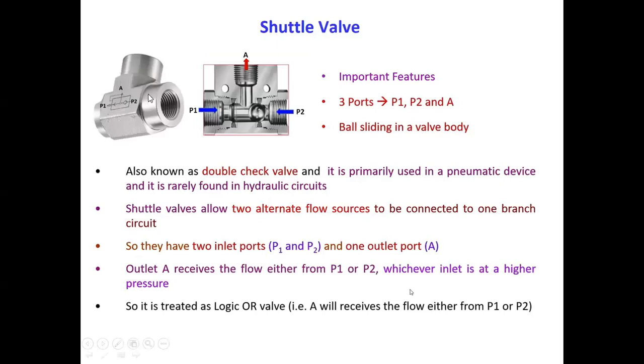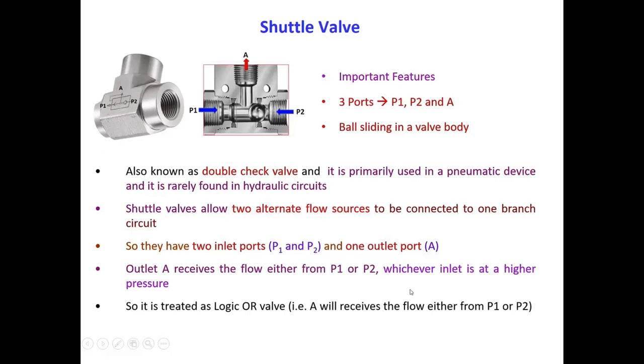This is a picture of a shuttle valve. Important features of the shuttle valve: see here P1, P2 and A. This is a 3-port valve, P1, P2, A. A ball slides in the valve body to close the port. It is also known as a double check valve, and it is primarily used in pneumatic devices and is rarely found in hydraulic circuits.